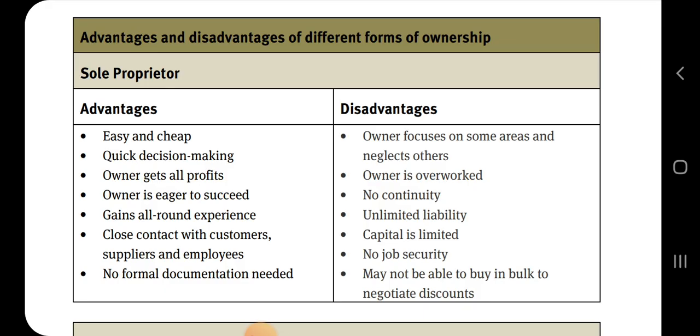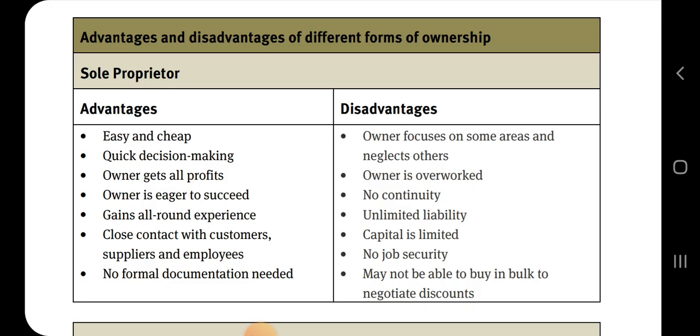someone who owns the business by themselves, where if they die or they are sick and not able to work, the business dies. You can already come up with advantages and disadvantages from that. So advantage is that it's easy and cheap. There's quick decision making because you're the only one who owns the business. Owner gets all the profit. Owner is eager to succeed. Gains all-rounded experience because they work in different departments.